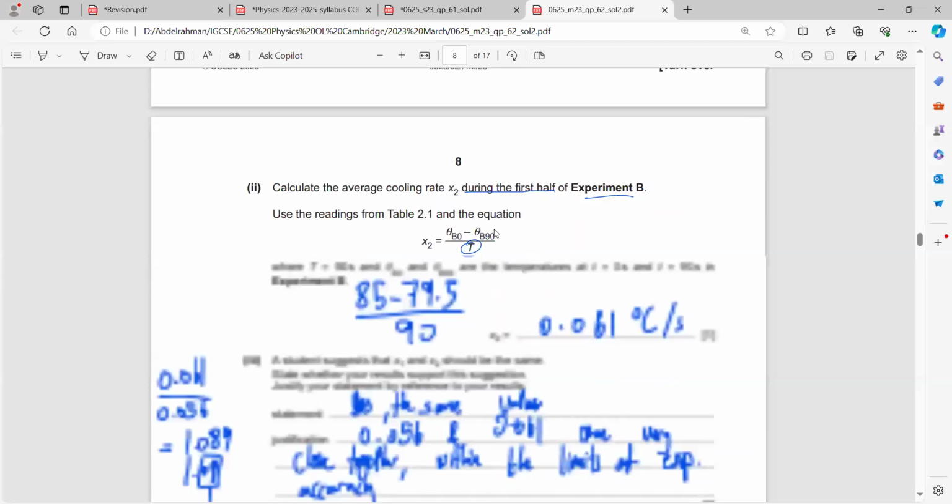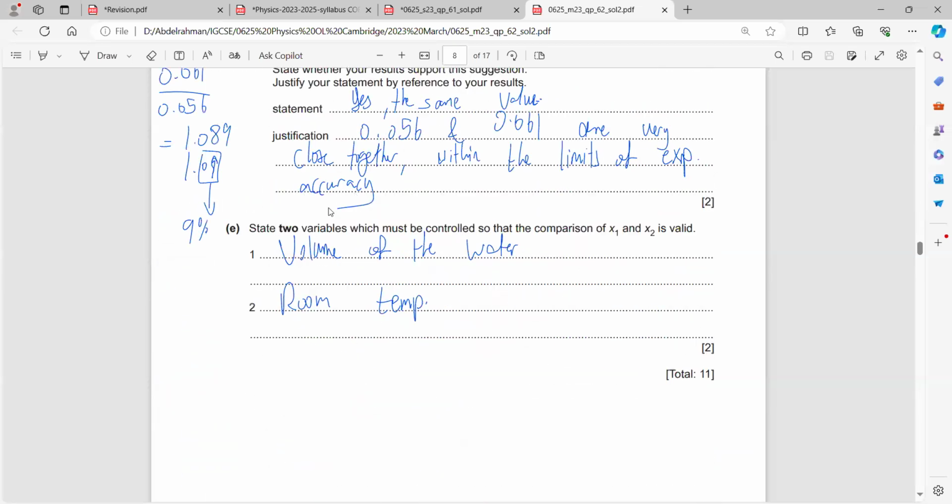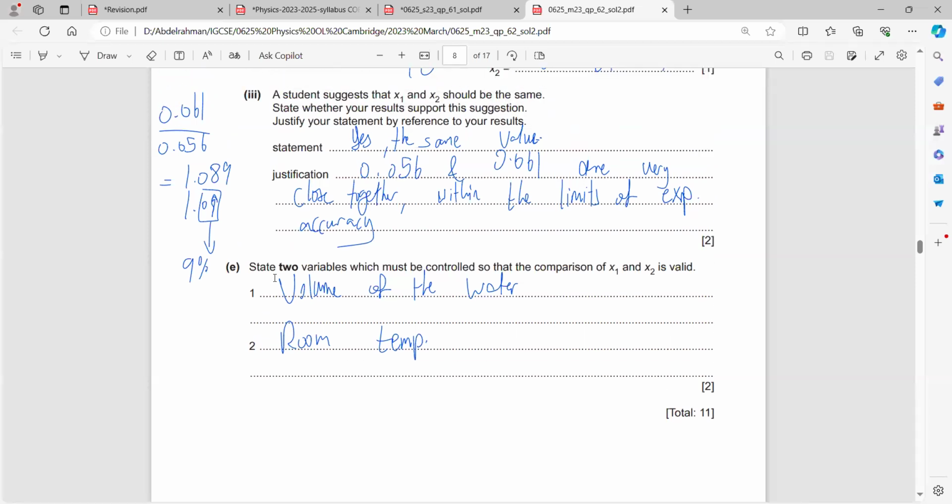We all know these questions. We all know these 2 variables that had to be constant. The volume of the water has to be constant. The room temperature has to also be constant.